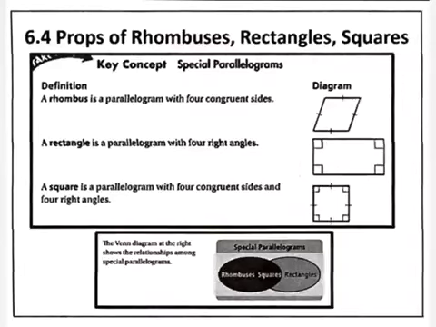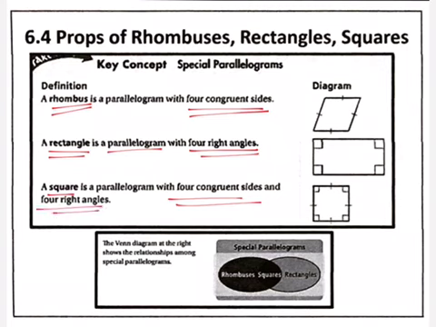Section 6.4, Properties of Rhombuses, Rectangles, and Squares. A rhombus is a parallelogram with 4 congruent sides. A rectangle is a parallelogram with 4 right angles. And a square is a parallelogram with 4 congruent sides and 4 right angles.